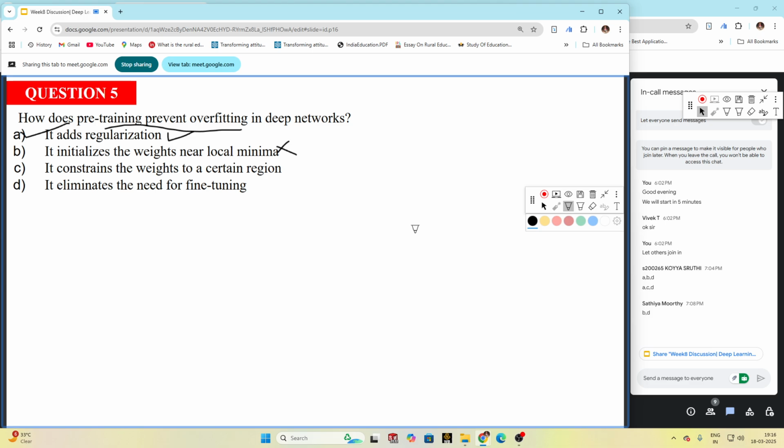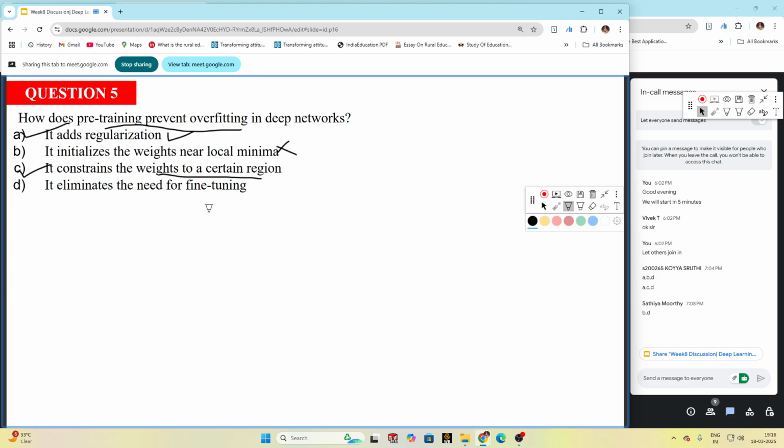But in this approach, we are doing a step known as unsupervised pre-training. So during this unsupervised pre-training, we are ensuring that our weights are constrained to a certain region. So that is why option C is right.